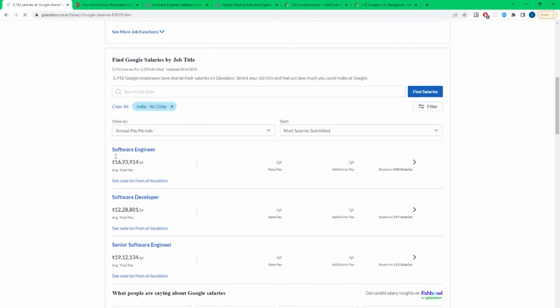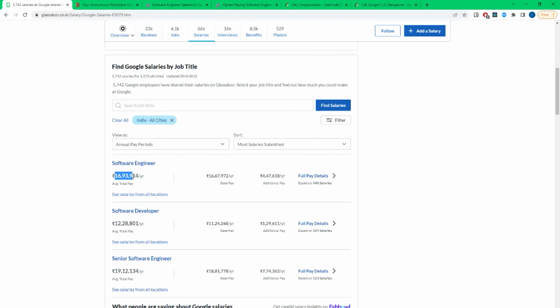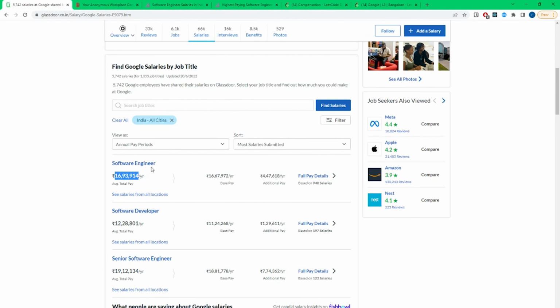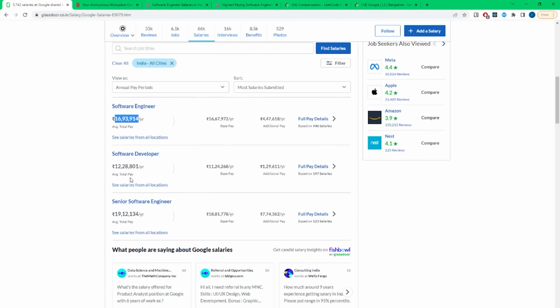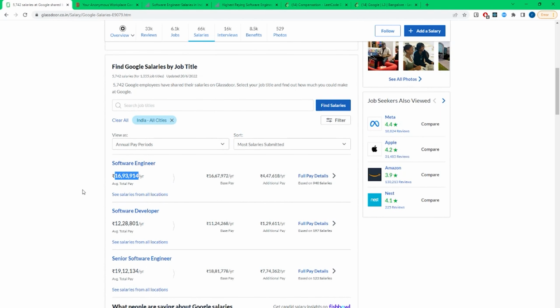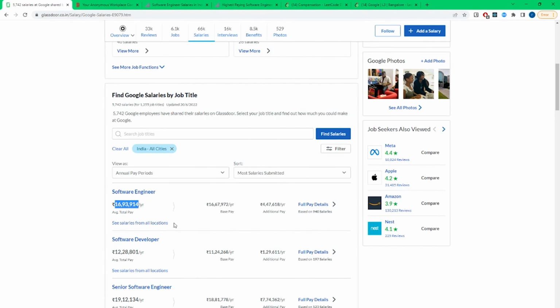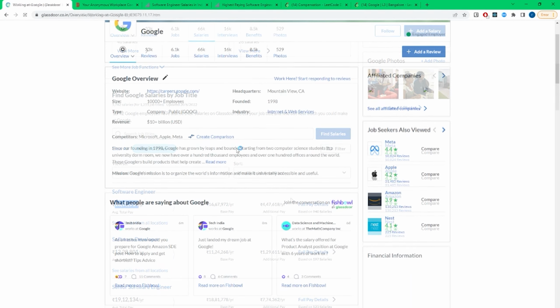and you can find the salary range an employer is paying for each role. Here you can see 16 lakhs, some 19 lakhs for senior software engineer. These are just average pays. These are not total compensation. I don't think this is including stocks as well. I'm sure if you include stocks and bonuses, it might be much more than this.